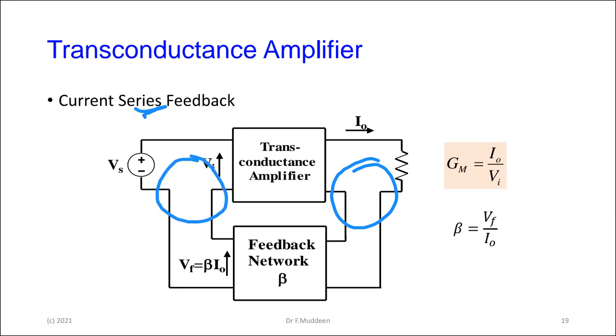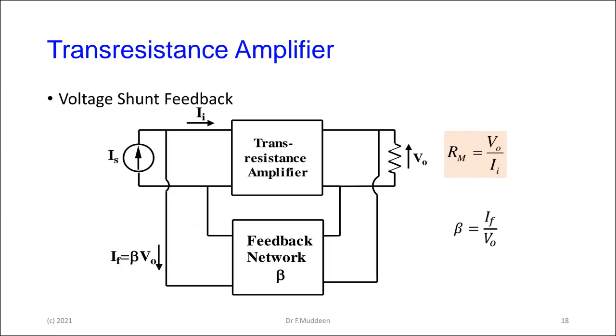So just by the name of it, you can get a good idea of what the amplifier you're talking about is. So voltage shunt: I'm sampling voltage, but I'm feeding back current. What sort of amplifier has a voltage on the output and a current on the input? The relationship is V over I, so that's resistance, right?